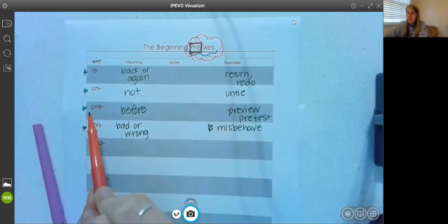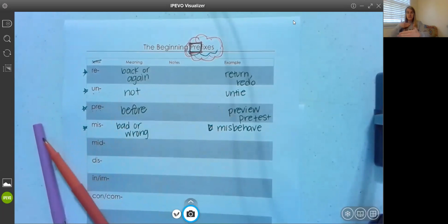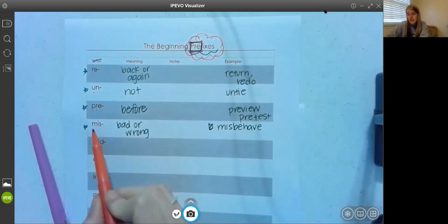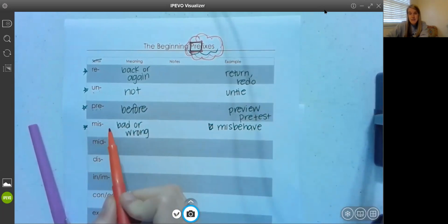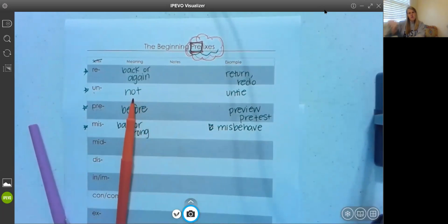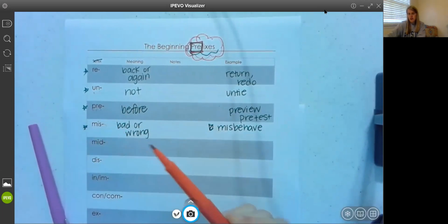And prefix pre says pre, and it means before. I'm going to do the sign language for before. So preview or pretest are examples of those words. And then we have prefix mis, says miss, and it means bad or wrong. Thumbs down, bad or wrong. So like misbehave, that's bad behavior or wrong behavior.